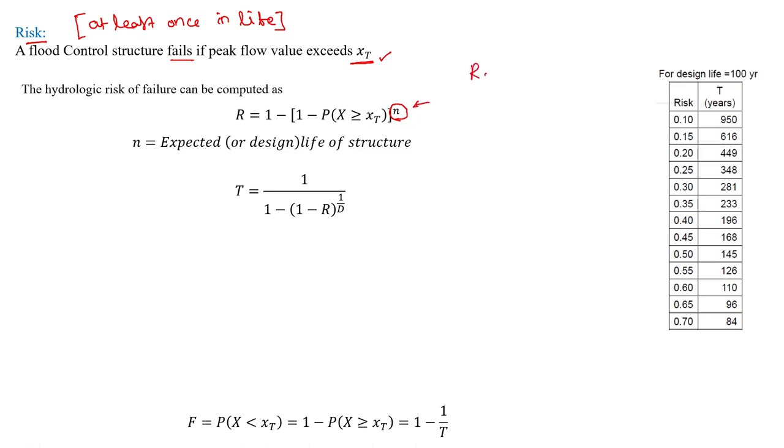So R is nothing but risk, which is 1 minus (P(x greater than xt)) whole power n. Otherwise I can simplify it quickly. The probability of x greater than or equal to xt equals nC0 p^0 q^n, sorry, this is the non-occurrence probability.